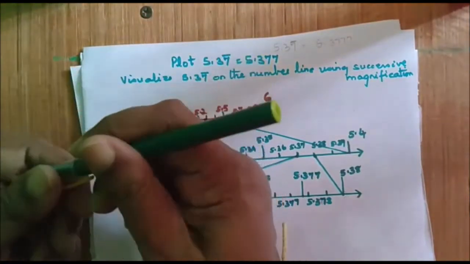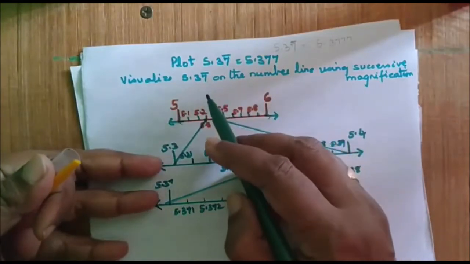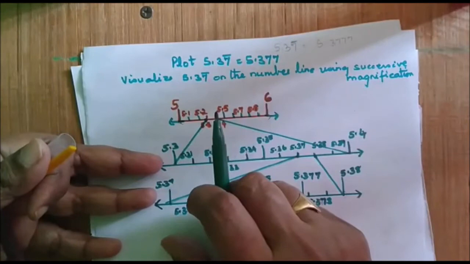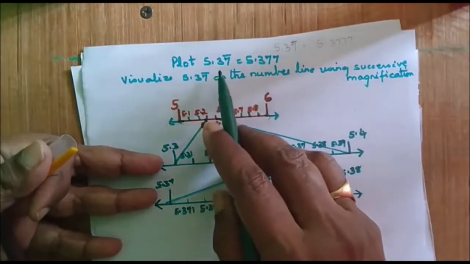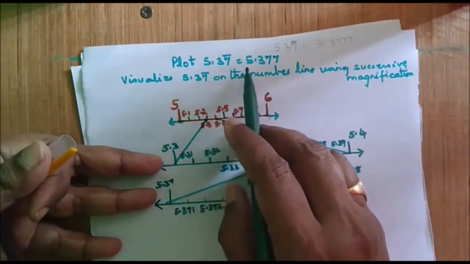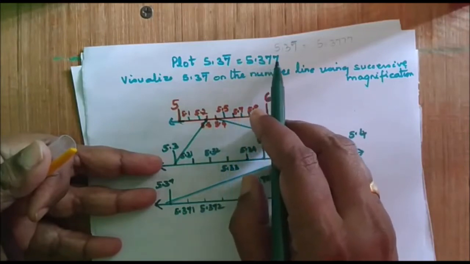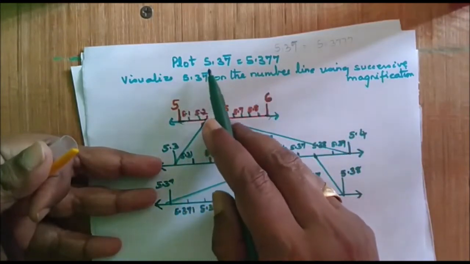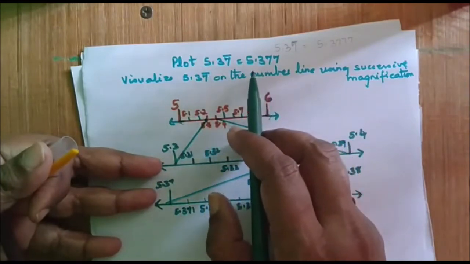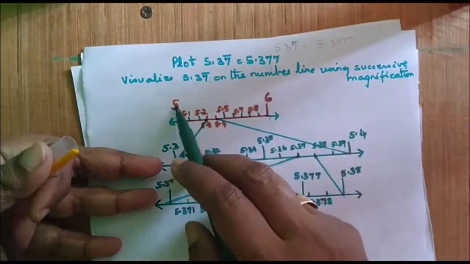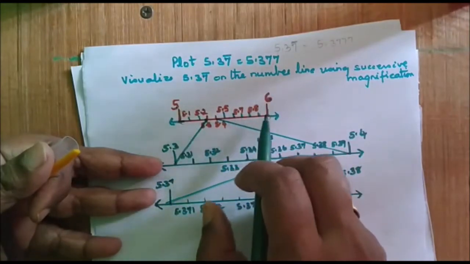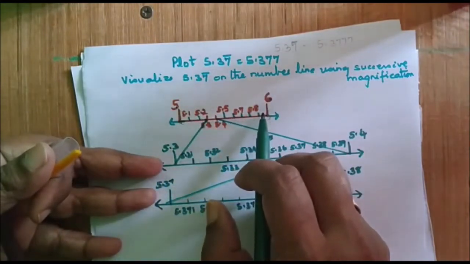Visualize 5.37 bar on the number line using successive magnification. Now what is 5.37 bar? It is nothing but 5.3777 and so on. Now, 5.37 lies between which numbers? 5 and 6. So let us divide this 5 and 6 into 10 subdivisions.